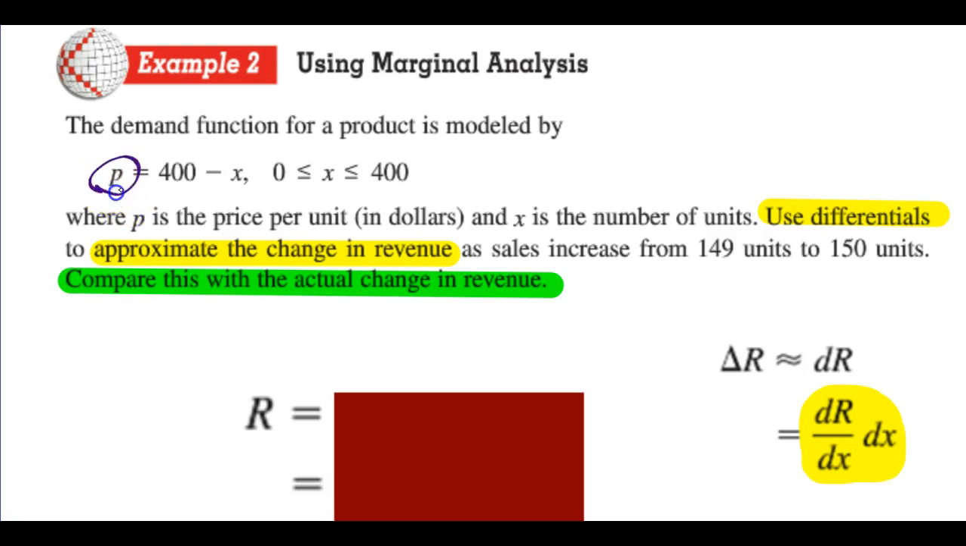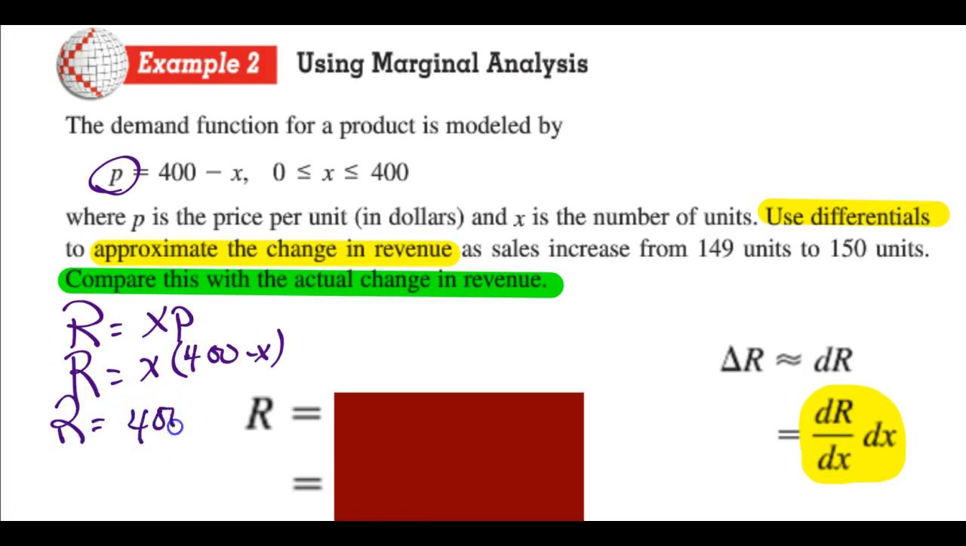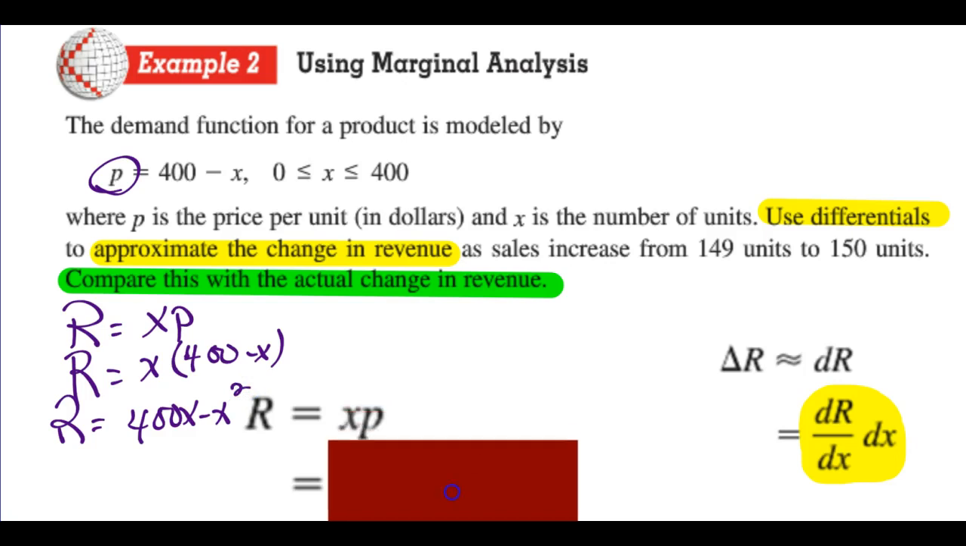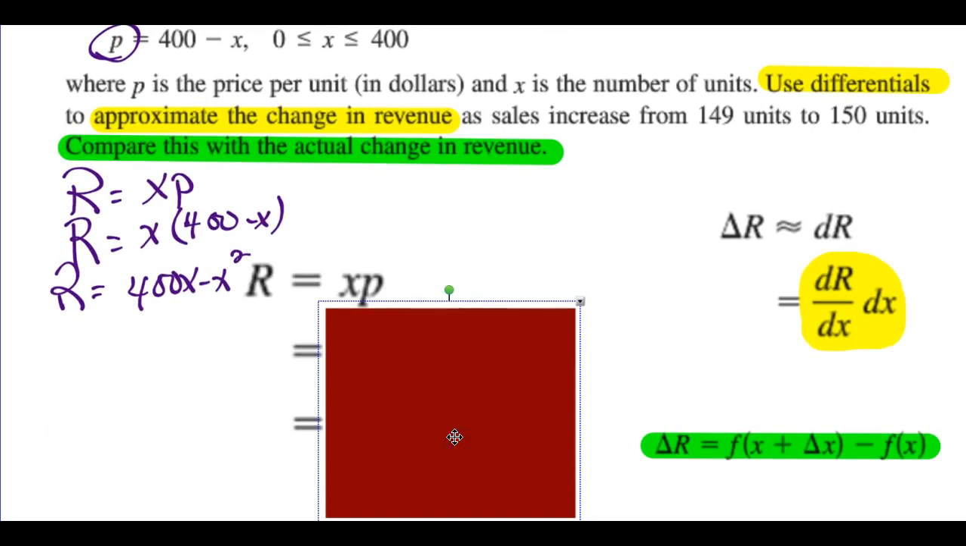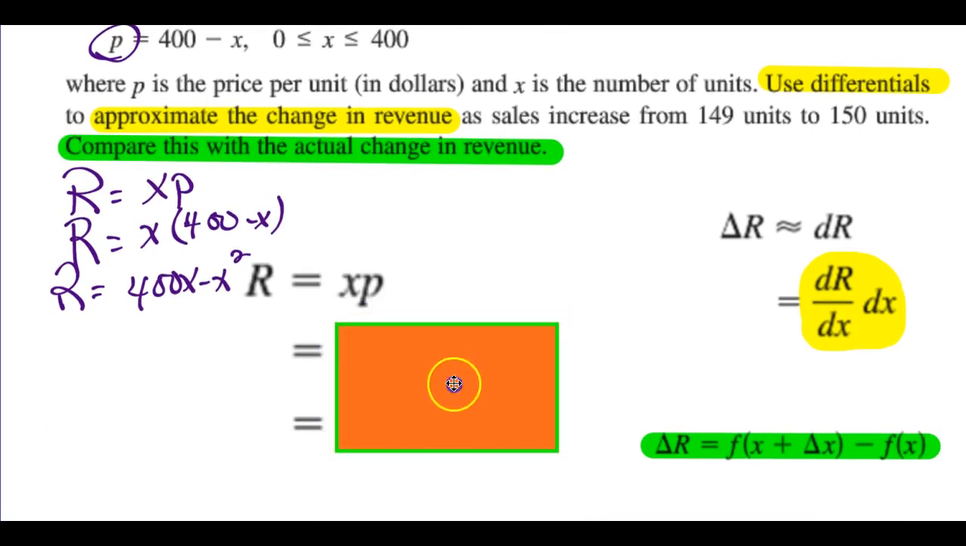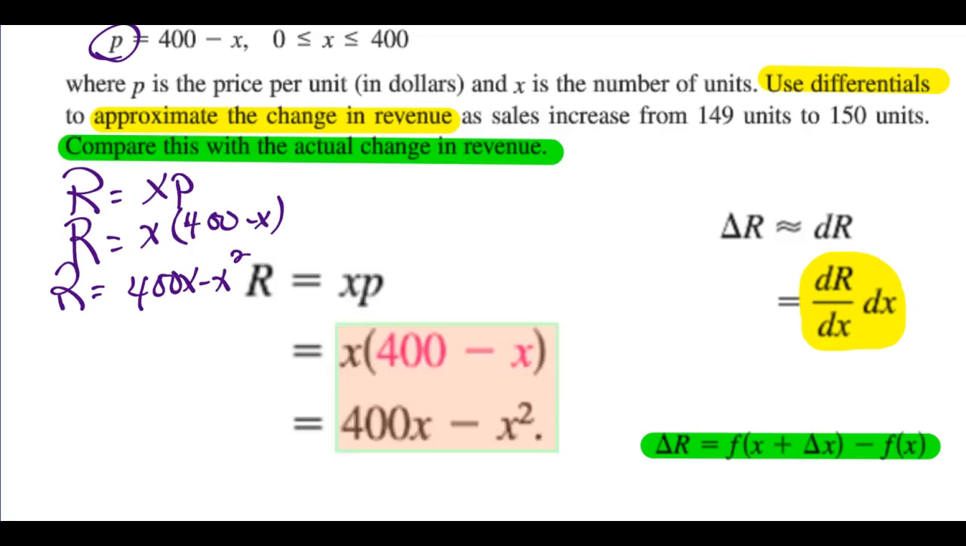Now remember, small p was price, so our revenue is x times p. So our revenue is x times our price, 400 minus x. So a good revenue equation is 400x minus x squared. Let's see if that's true. Oh, it looks like I worked that out step by step, so I'll just delete this. There it is. So that's step A.